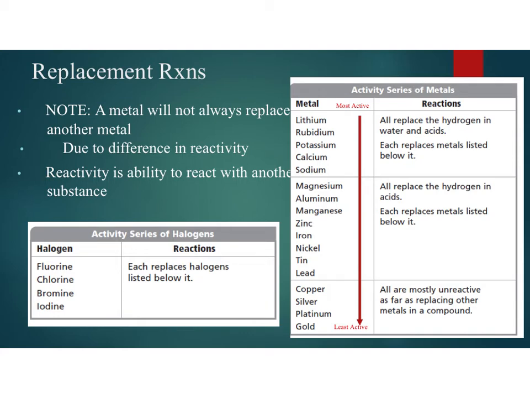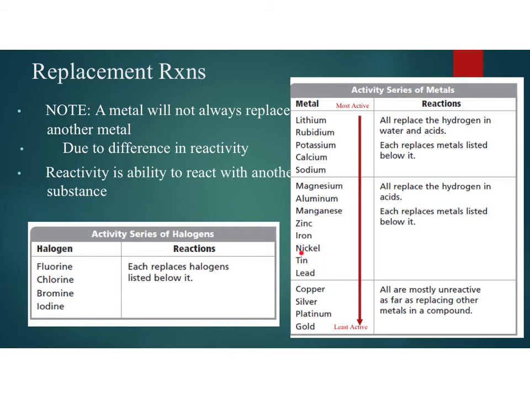Okay, and notice in this category here, again, I will give you this exact table so you have to know how to use it. It says that all of these elements here will replace the hydrogen in water and acids, and each replaces metals listed below it. So lithium can replace a rubidium, a potassium, a calcium, or a sodium. Potassium can replace either a hydrogen in water and acid or calcium and sodium. Okay, and again, anything down below too.